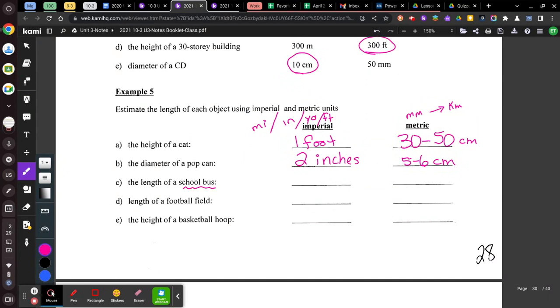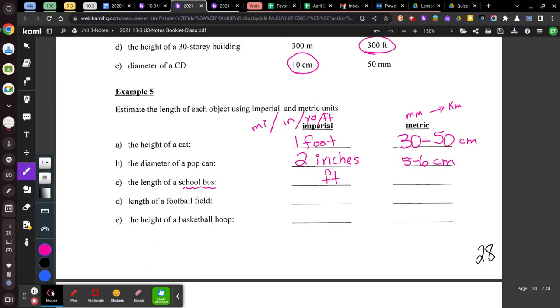All right, so the length of a school bus. So what makes most sense? How long do you think they are? We're not going to measure in yards. Remember, yards is like football fields. We would measure in feet, but how many feet long do you think they are?